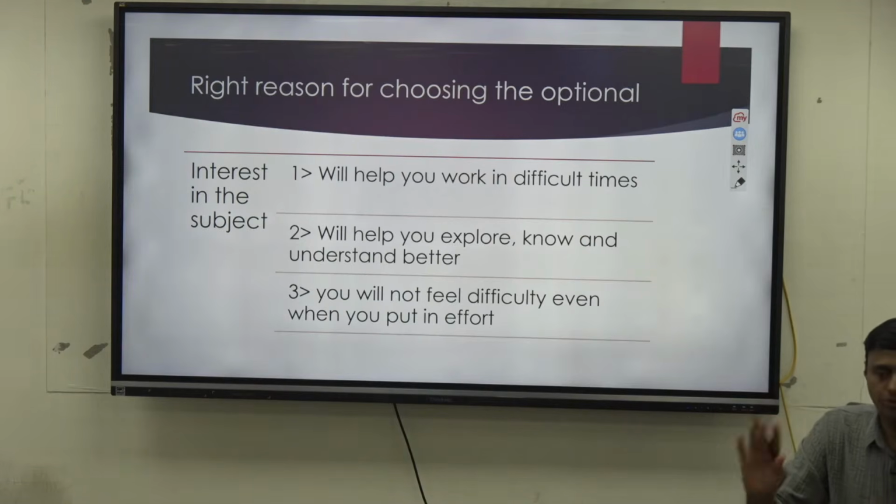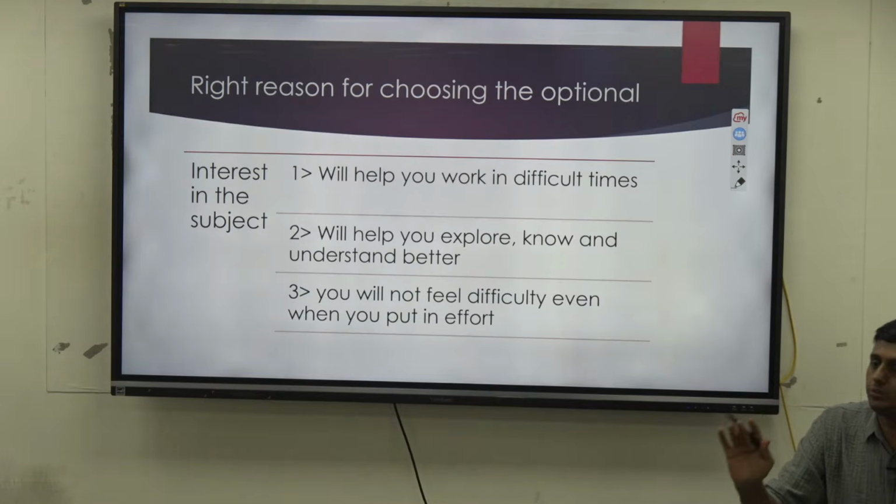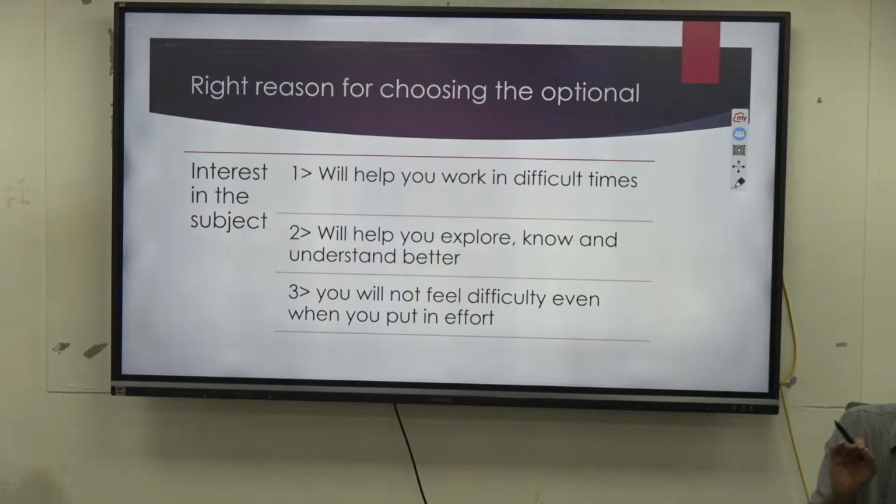So what is the biggest challenge then? In GS you don't have a choice, you leave it, because it's mandatory for all. In optional, what is the biggest point? The moment you choose an optional, it's not just for 3-4 months. Minimum 1.5 to 2 years you have to study. So at least you should have a basic interest in the subject.